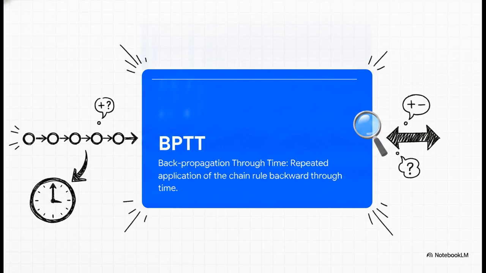But because the network unrolls sequentially, instead of just moving backwards through structural layers, we actually run time backwards. We start at the very end of the sequence, figure out the error, and step backwards through the timeline to assign blame and update the weights. Pretty wild, right?